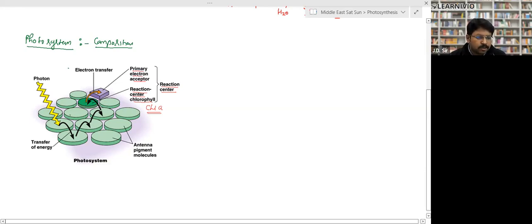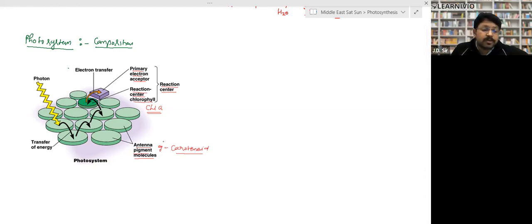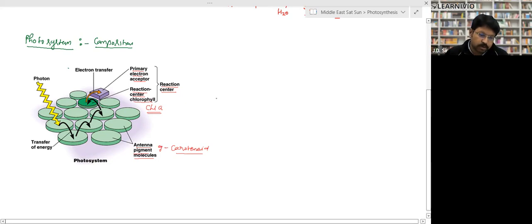And around this chlorophyll A molecule there are antenna pigments. What are the antenna pigments? They are basically carotenoids and so on. They collect small fragments of energy, and finally they transfer this energy to the reaction center. When they transfer this energy to the reaction center, photolysis of water takes place, and it ejects an electron.